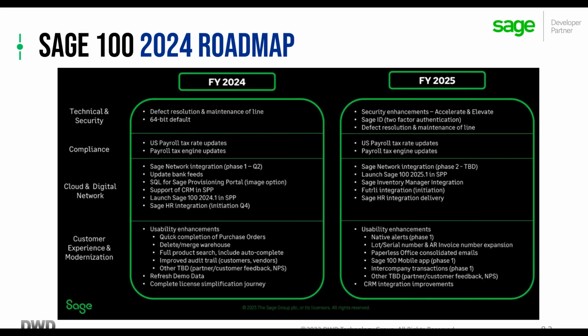It was shown in pictures and high level, but it's something that they've mentioned, and I know they are definitely working on. Lot serial number and AR invoice number expansion. So again, usability there because we have clients that need to have longer lot serial fields, be it 30 characters, whatever. And then they've mentioned this, so I'm just going to say that I know I've seen it, but I don't want to say much more than that other than there's a Sage 100 mobile app, phase 1, to be released in 2025. And then in 24, 25, they're going to work on some of their improvements around the CRM integration.